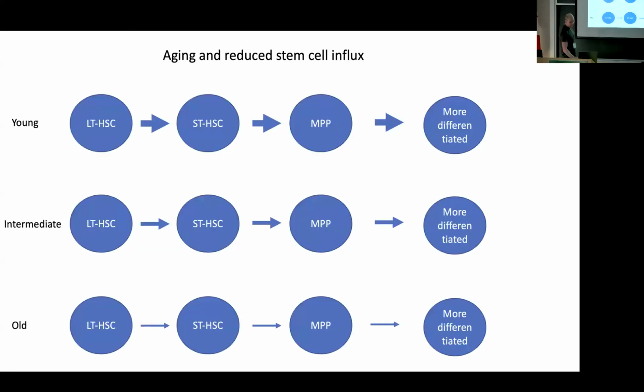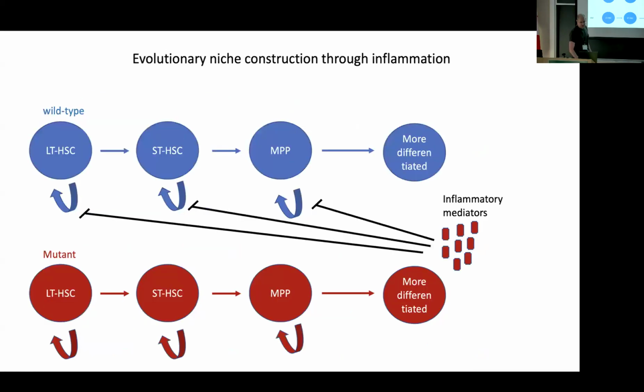This is a very simple schematic. In young individuals, there's lots of differentiation from the long-term stem cells towards the more differentiated cells. But if you age, this input gets reduced. And as I mentioned, this input from long-term stem cells towards the downstream compartment is a major reason for these invasion barriers. So that invasion barrier can go down with age.